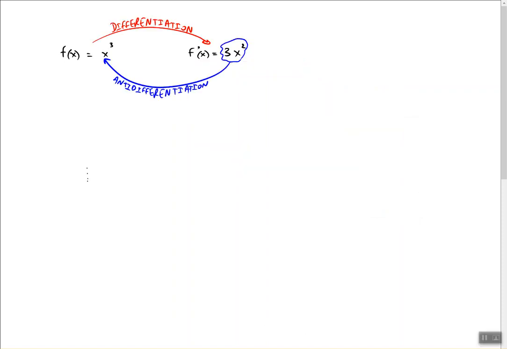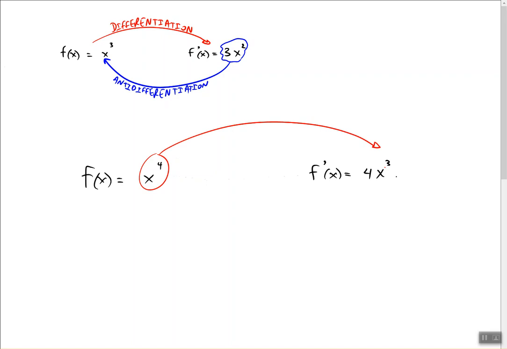Let's try another one. What if I told you capital F of x was x to the power of 4? Then what would the derivative be? The derivative would be 4x to the power of 3. So going from x to the 4 to 4x cubed, that's what we call differentiation. However, going from 4x cubed back to x to the power 4 is what we're going to be calling anti-differentiation, okay? The symbol for differentiation is going to be a little apostrophe. That's the one we've been used to. The symbol for anti-differentiation is going to be this S-looking shape. Okay, that's what we're going to be using to talk about anti-differentiation or anti-derivatives.